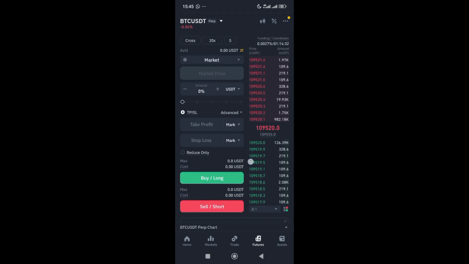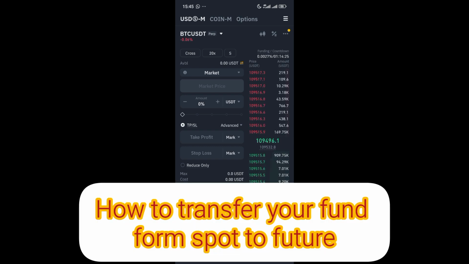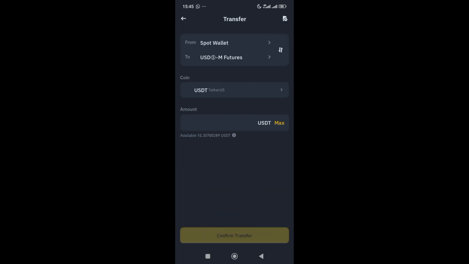So this is how the interface looks. Now I'm going to show you how to fund from spot to futures. All you have to do is tap on these two arrows up here. I'm going to tap on it right now. Something like this will come out: spot wallet to futures.